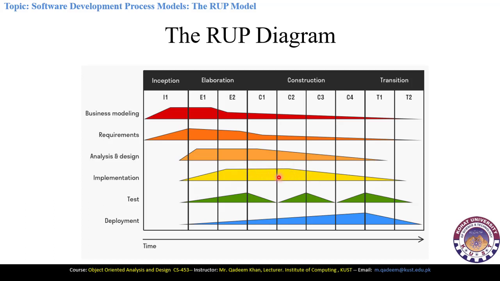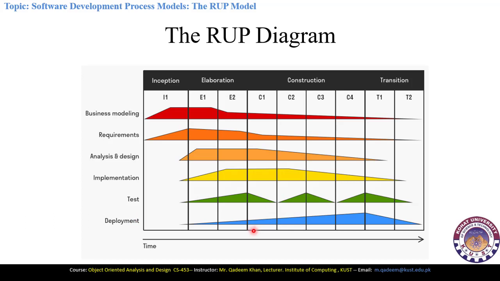And then we have the testing discipline. You can see that testing is carried out in the elaboration, construction and transition phases, but mostly in the construction phase here. When we develop the software, we develop it unit by unit, so because the system is developed unit by unit, we will test the system as well.